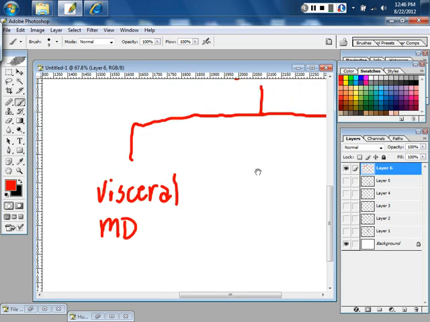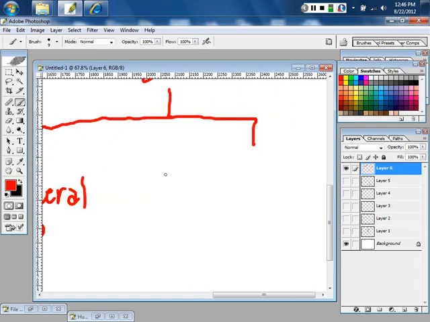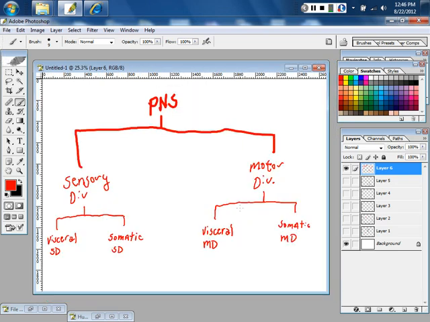And the other half of the motor division tells your muscles what to do, or tells your skin what to do, or mainly your muscles. Does anyone have any idea what that motor division is going to be called? Somatic motor division, exactly. It should make sense. Things should make sense. Somatic motor division. And so this is the entire peripheral nervous system. That's the only one we're going to be concerned with, just the peripheral nervous system. Is everyone okay with that?